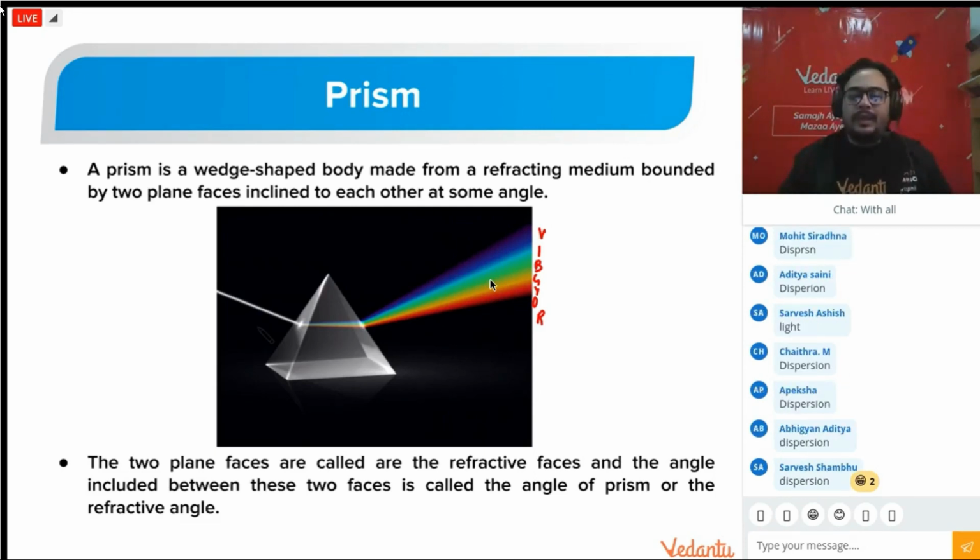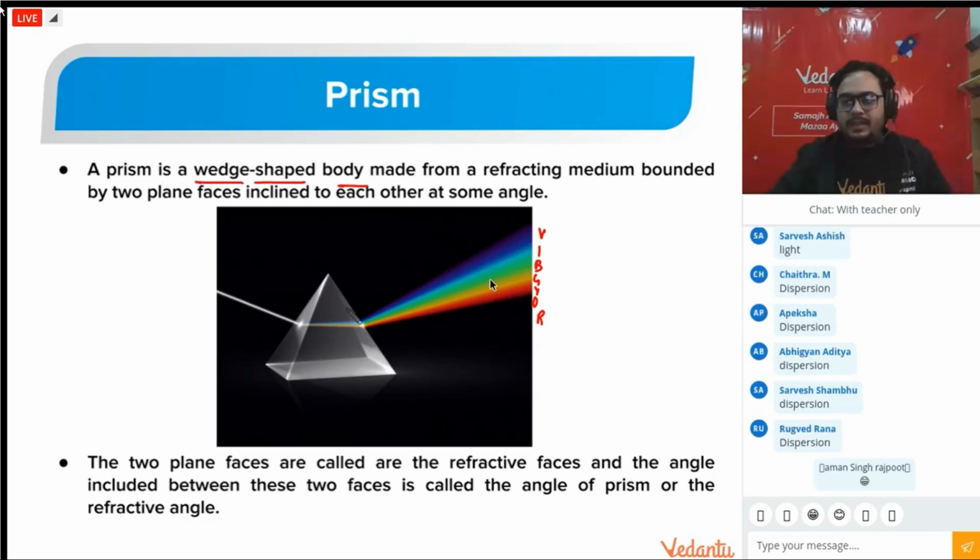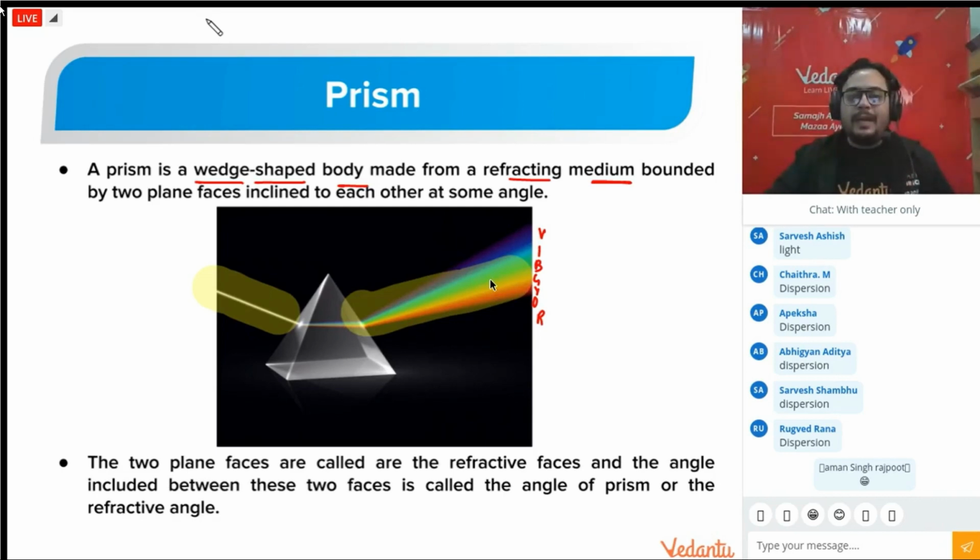So let us first understand what a prism is. A prism is a wedge-shaped body, as you can see in the picture. It is made from a refractive medium bounded by two faces inclined to each other. Light enters from this face, is incident on it, moves in the medium and then exits from the opposite face. There is clearly some angle between these faces. This angle is called the angle of prism.